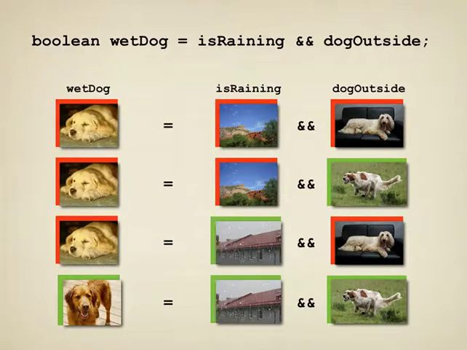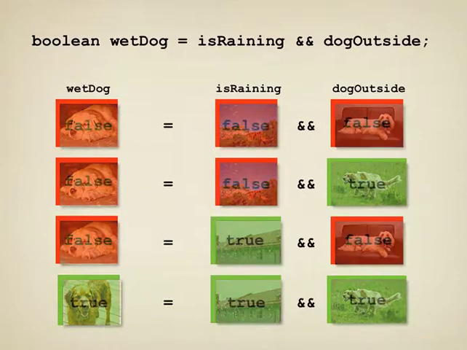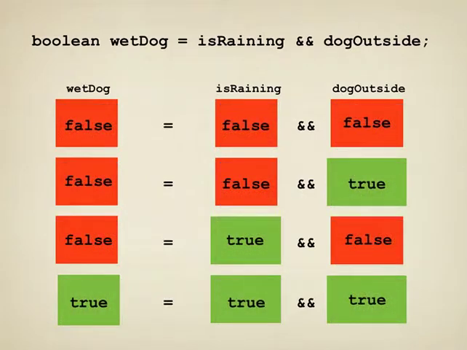This summarizes all the possibilities. And if we lose the pictures and just look at the colors or just the words true and false, if you look at the left-hand side, the column for wet dog, the only time my dog is wet, the only time wet dog is true is when both of the variables that we hand to the and constructor are both true. If they're both false or one of them is false, the result is false. So and says both of these things are true.